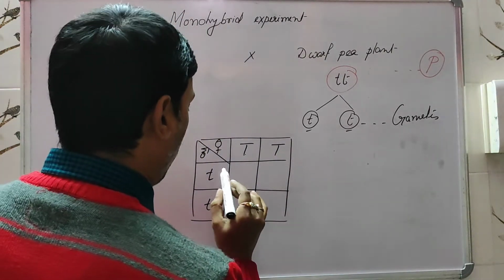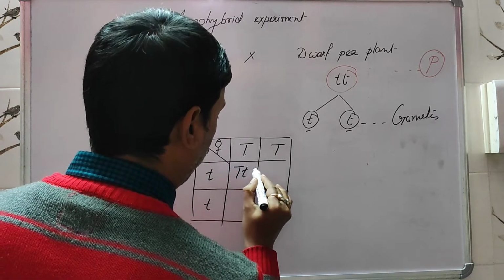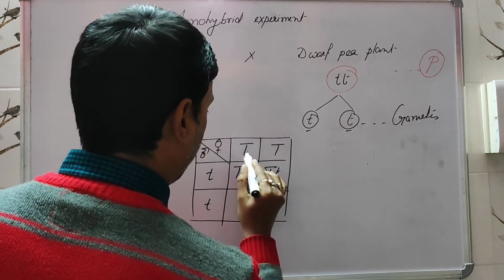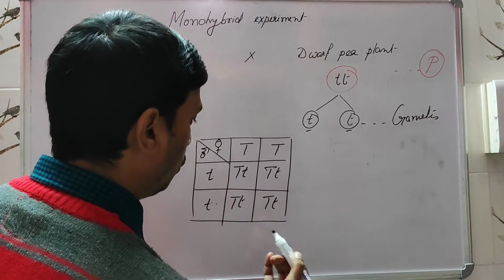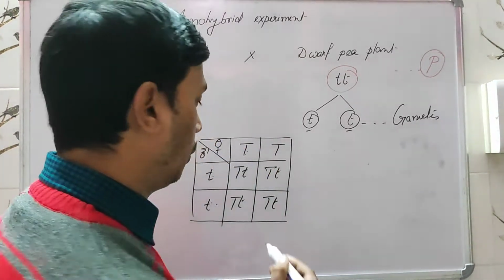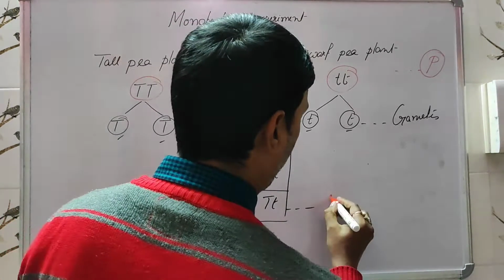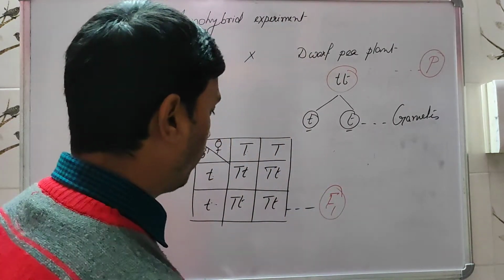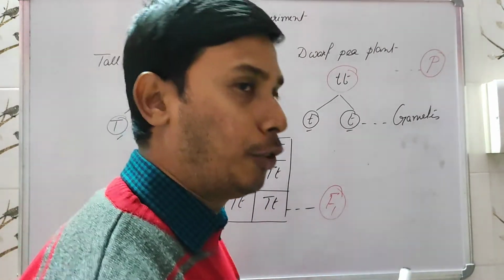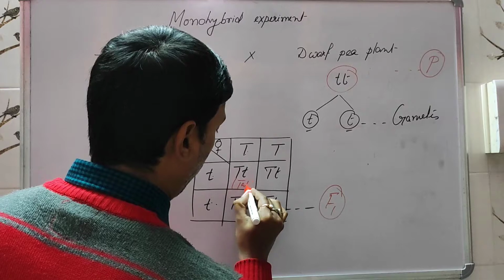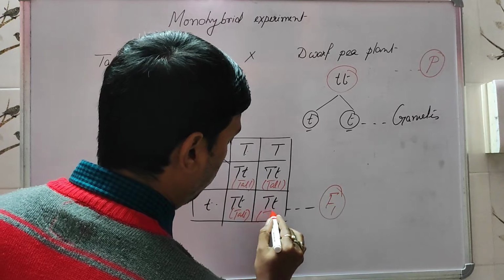Now if we make the cross, capital T with small t, what do we get? Capital T small t. Here capital T small t, here capital T small t, and in the same way capital T small t. So these indicate the genotype of the F1 generation. Capital T small t is the genotype. And what would be the phenotype? The phenotype is tall. Here also tall, here also tall, and here also tall.